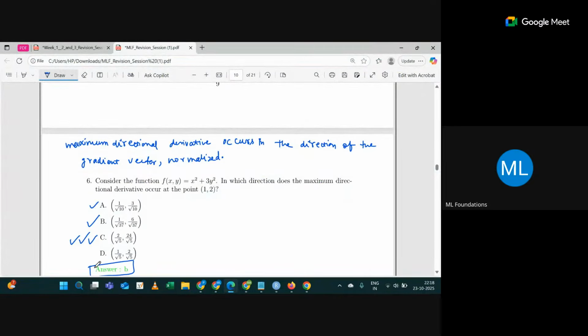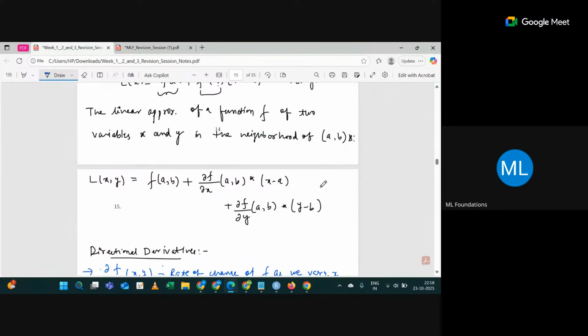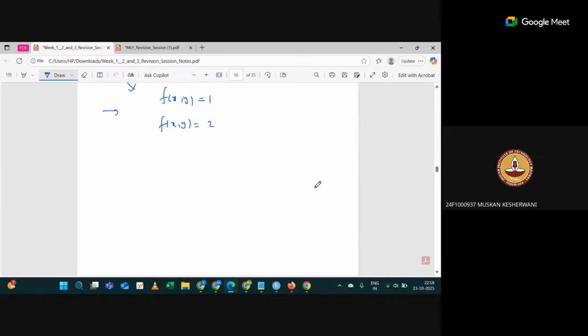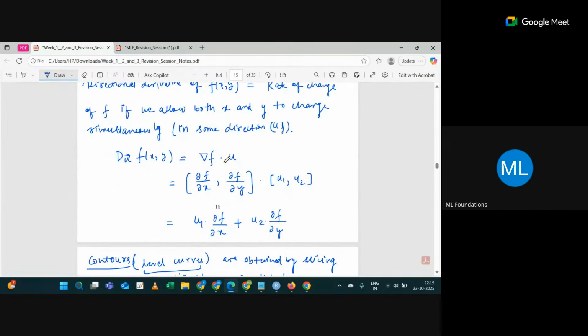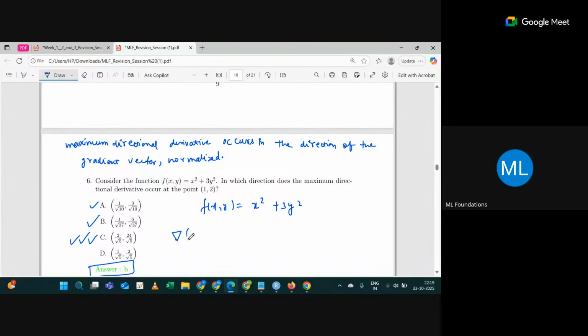Let's see how. First of all, what is my function? f(x, y) = x² + 3y², right? To get the directional derivative, what else do we need? Firstly, we need partial derivatives: gradient of f into u, where u is the unit vector. So what is the gradient of f? It's a collection of partial derivatives, ∂f/∂x and ∂f/∂y. So this is 2x, comma 6y.